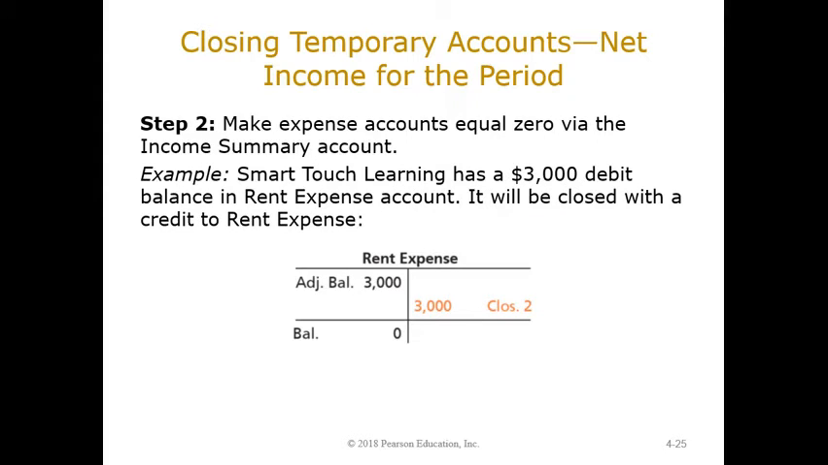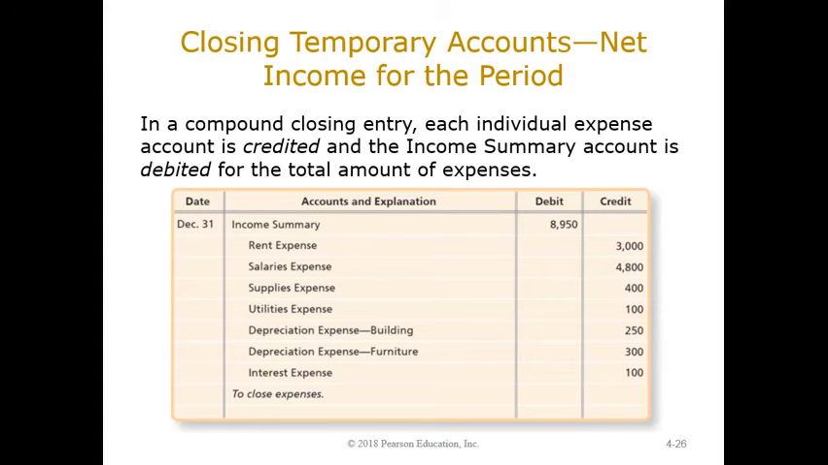The next step is to close out all of our expense accounts. Again, our goal here is to make them zero. They typically have a debit balance, and so we are going to credit those accounts and then debit income summary. And as you can see here, we utilized a compound closing entry. By compound closing entry, I simply mean that we are utilizing more than two accounts for our journal entry.